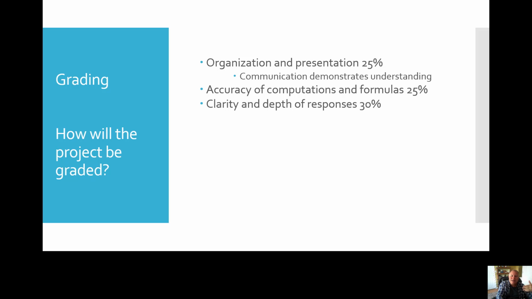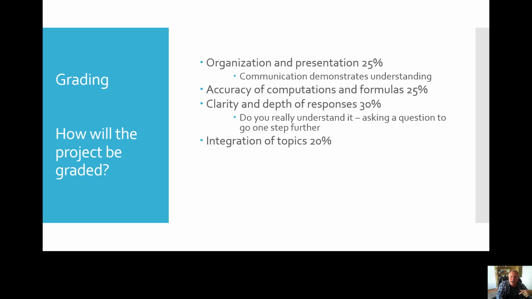Next one, clarity and depth of responses. A lot of times when you're starting out, what's going to happen is you're going to make statements explaining and defining something. I know what all these definitions are, but how deep do you go? Are you really asking another question? Okay? Do you really understand it? Ask a question to go one step further. And you'll see that in some of the samples that are out there. How have you put all the topics together? We're telling a story. How does one area impact another? How do they relate to each other?